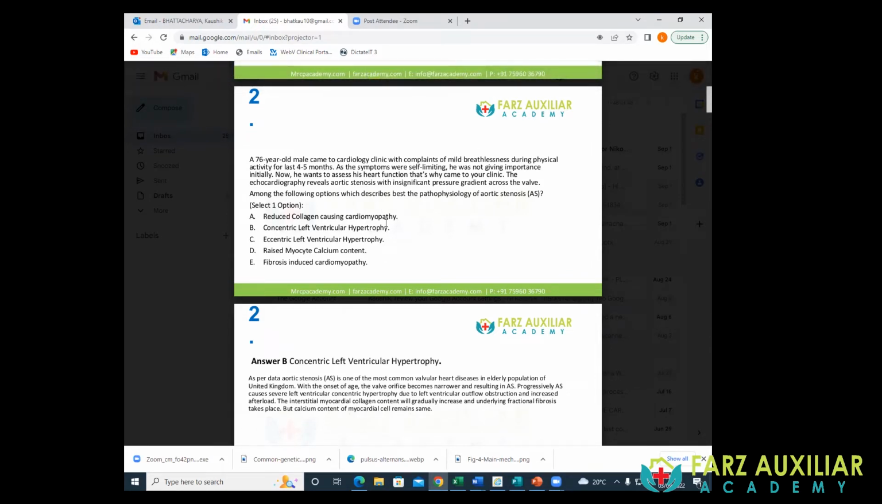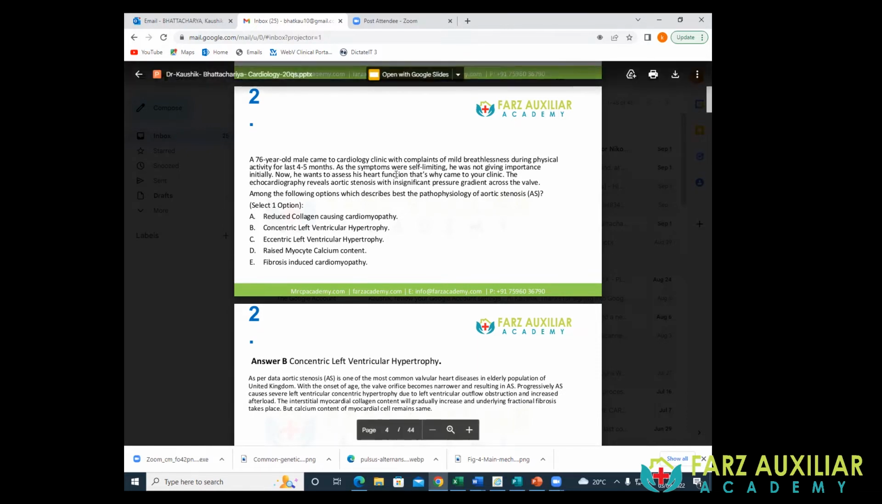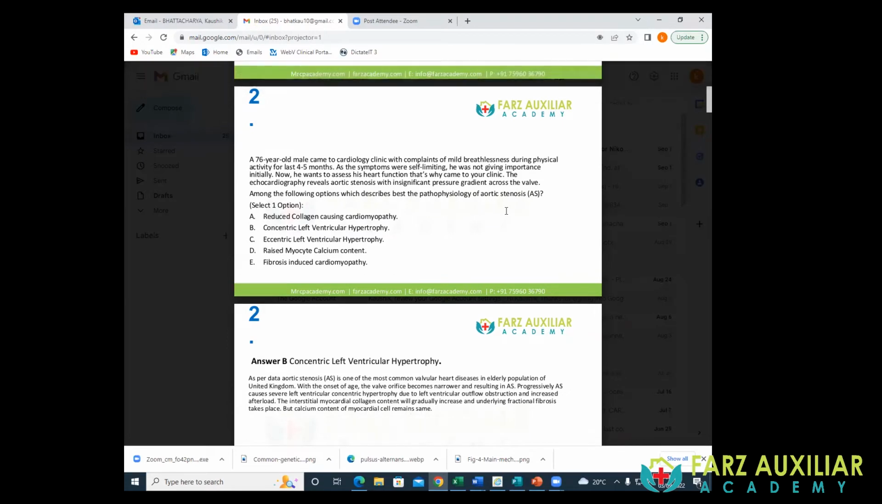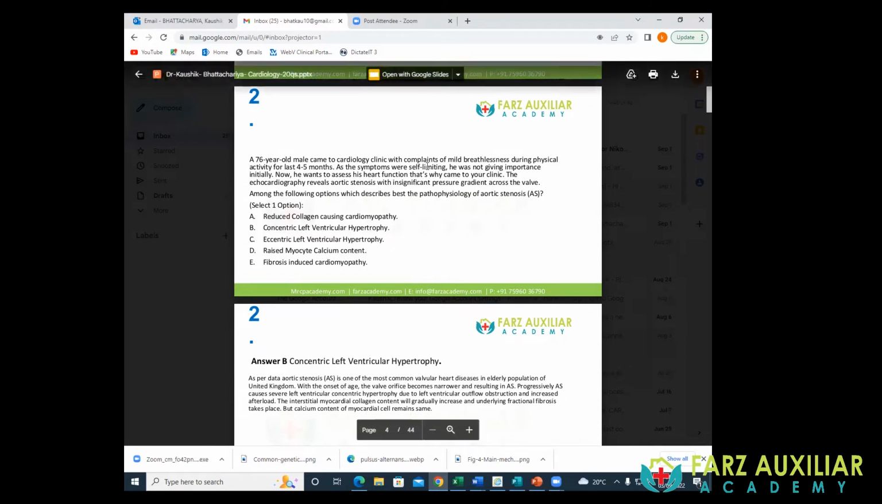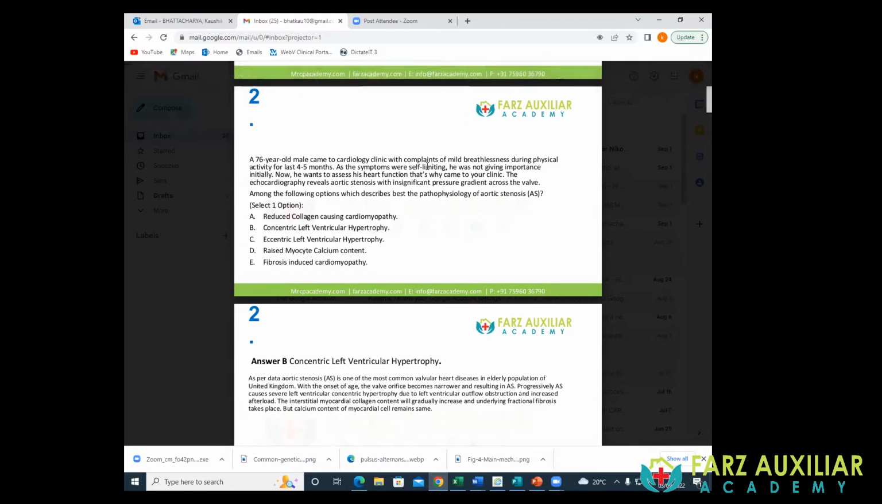The scenario and the question, they are not very much related. So sometimes if you just quickly read the question first, and then go to the scenario, you'll be able to answer quickly. So what they're asking now is, what is the pathophysiology of aortic stenosis? That has nothing to do with how the patient presented. So it's sort of a waste of time if you like to read in between the lines.